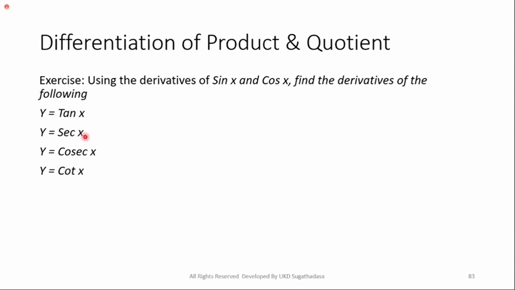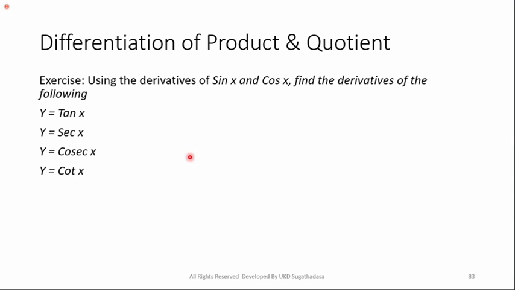But tan x, sec x, cosec x, and cot x are not independent, because tan x is sin by cos, sec means 1 by cos, cosec means 1 by sin, and cot means cos by sin. Now we have the formulas. See, the product formula here, and of course the quotient formula. Get the derivatives of these things.